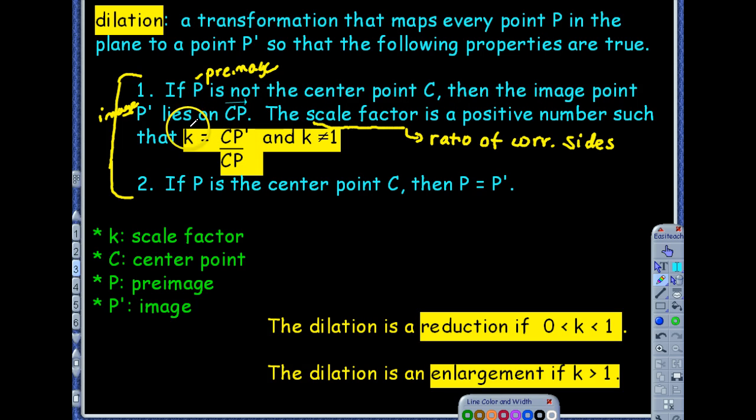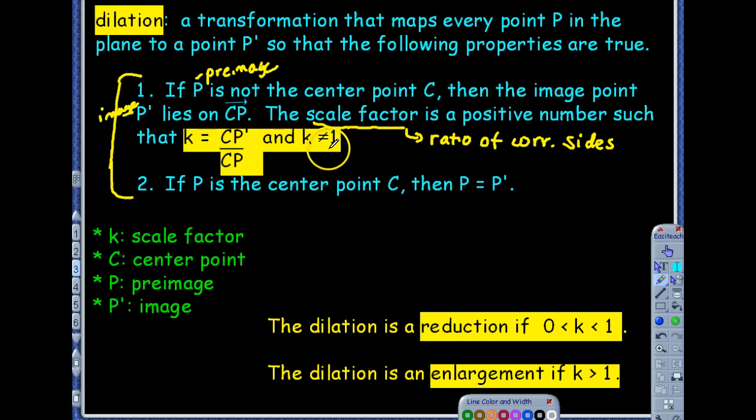They like to use that variable k. It equals the distance from the center to the image, notice P prime, so C to P prime, that distance, over the distance from the center to the pre-image. Okay? So, just something to keep in mind there.